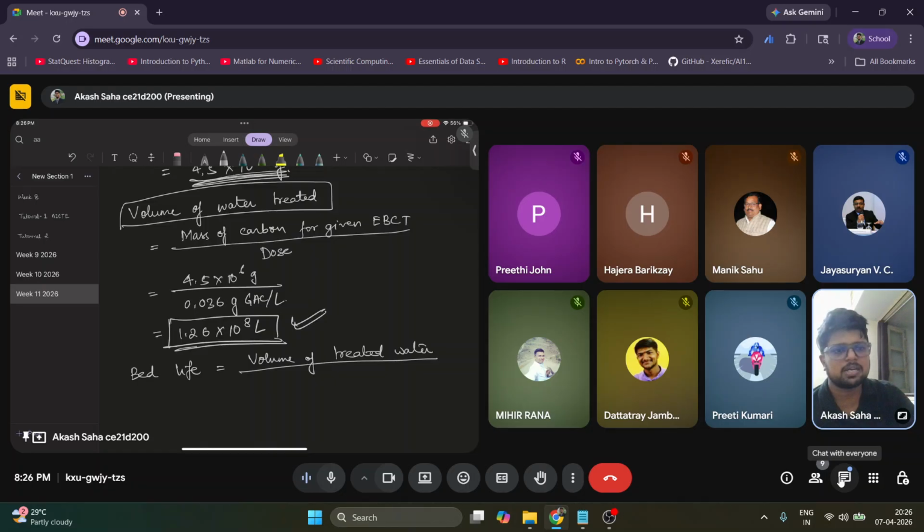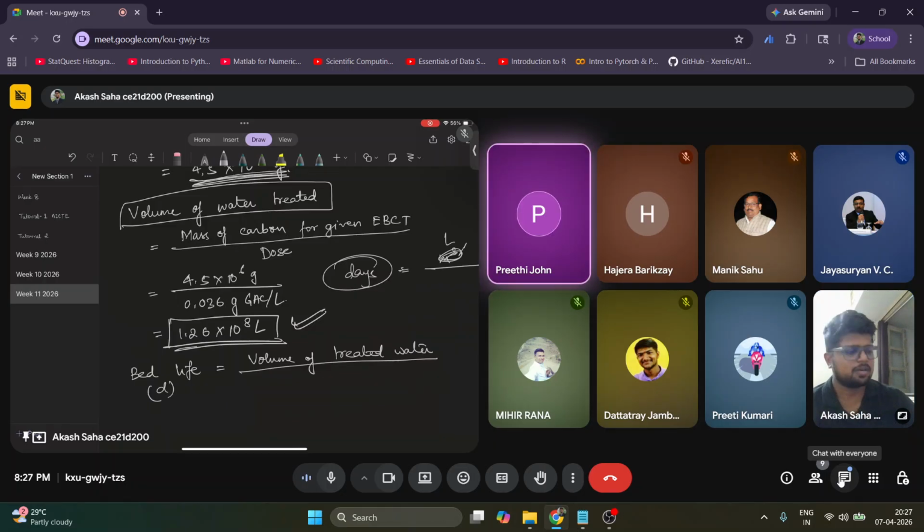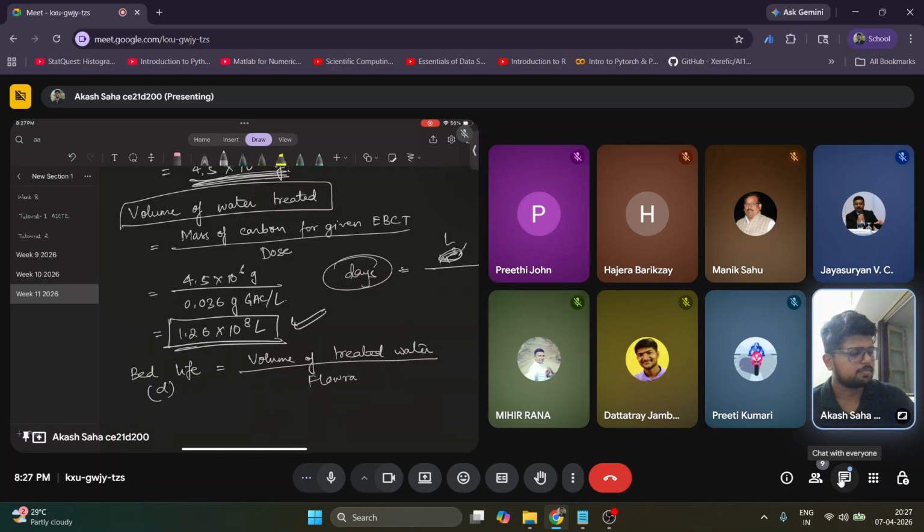So we have a volume of water. The break point, you mean? Not the break point. So just think. Bed life will be something in time, let's say days. We need a quantity in days. We have a volume, let's say some cubic meter or maybe liters. If we divide by what parameter, we will get days? Simple, just the flow rate. It will be divided by the flow rate.